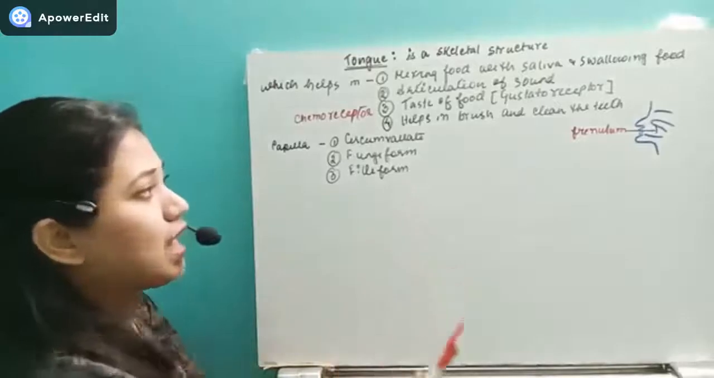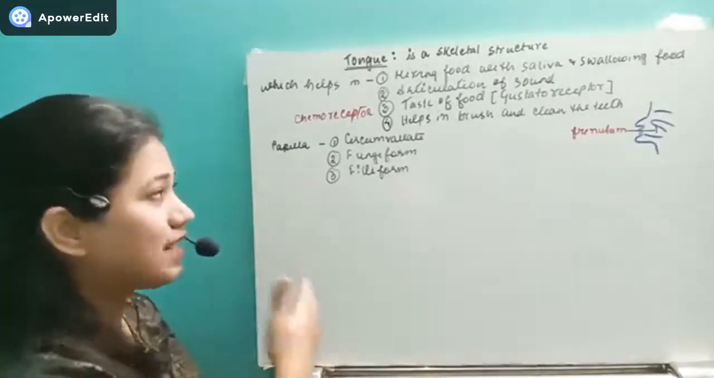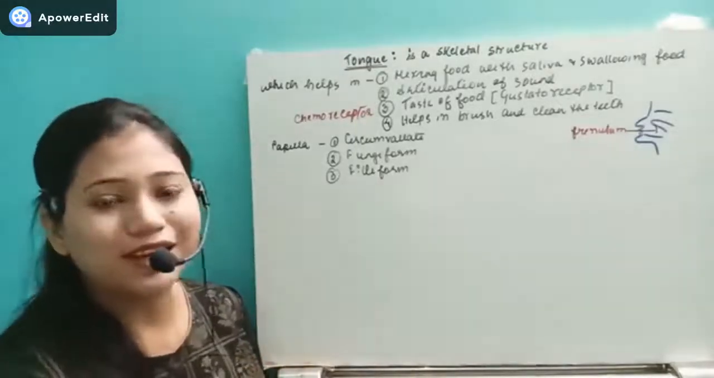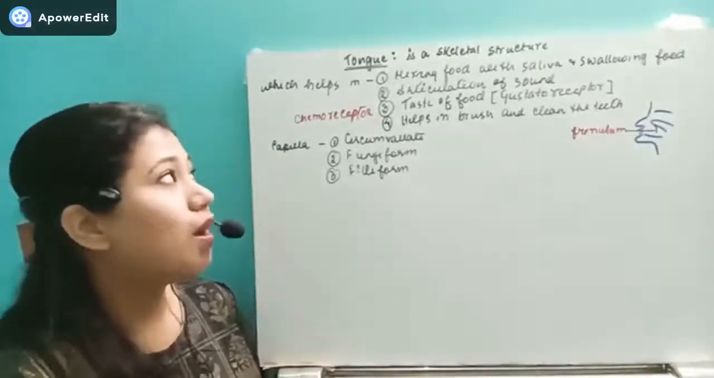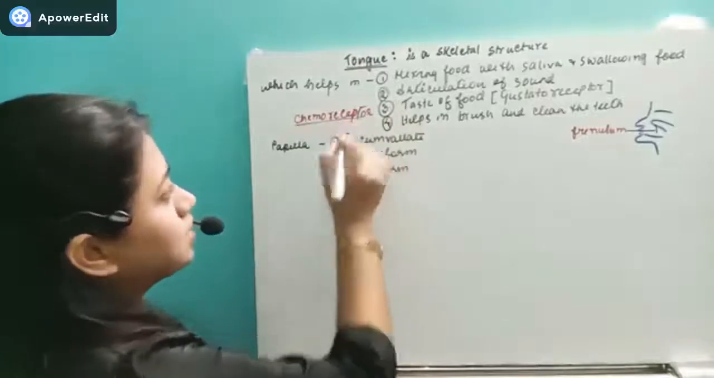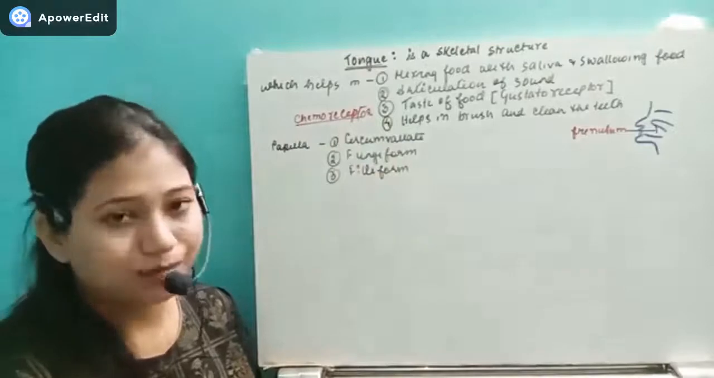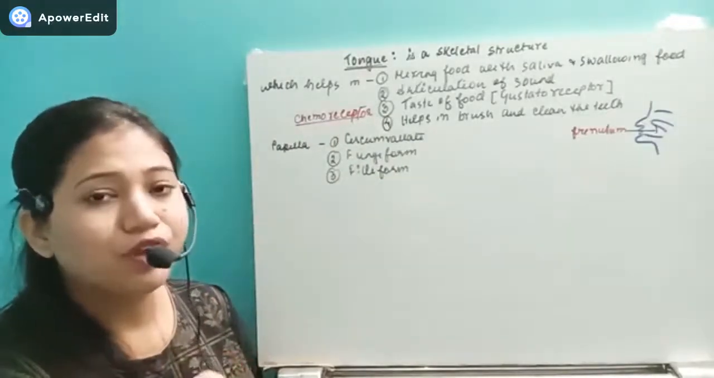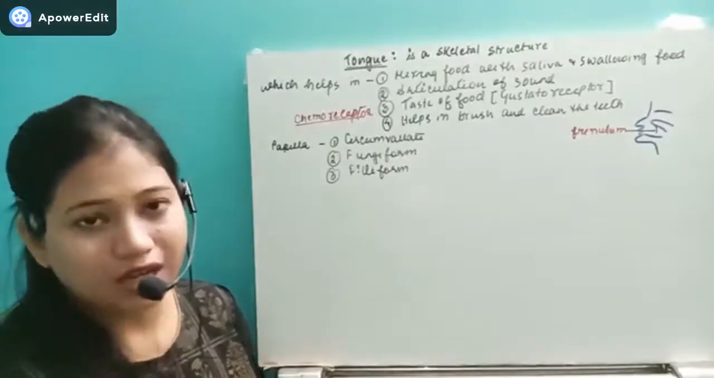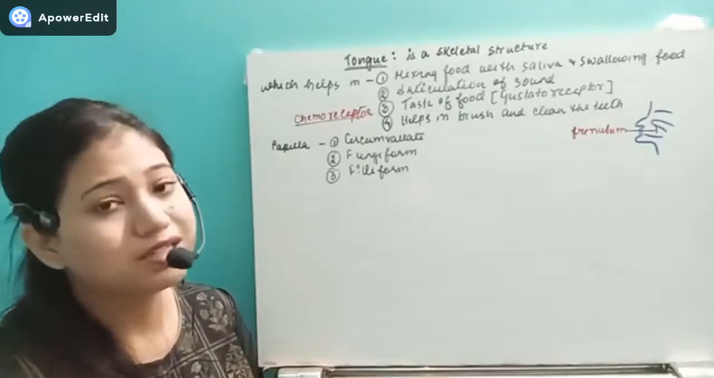Now the next one, it helps in brushing and cleaning the teeth also. The tongue helps in this function too. After that we have to know about the third point, that it is a chemoreceptor, right? If it is a chemoreceptor, how does it help? In our tongue, we have one sulcus terminalis, running transversely, that divides the anterior part and the posterior part of the tongue.